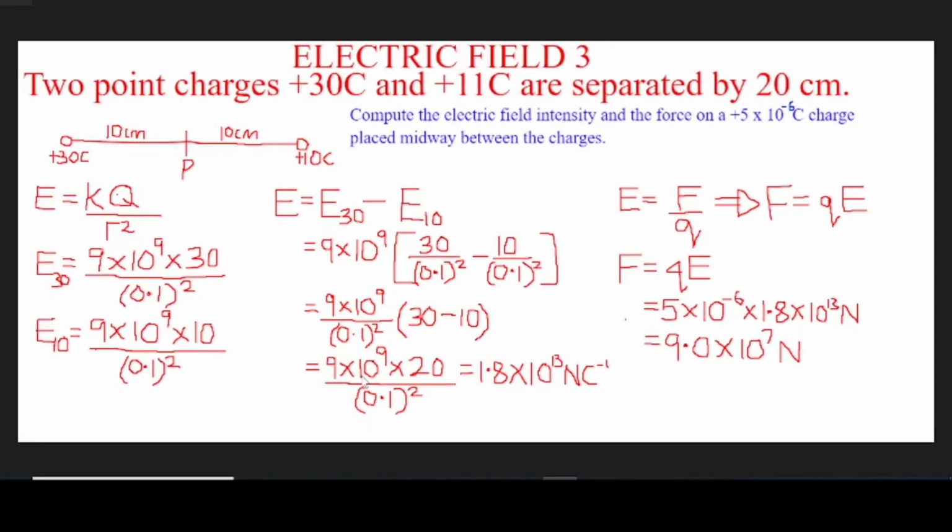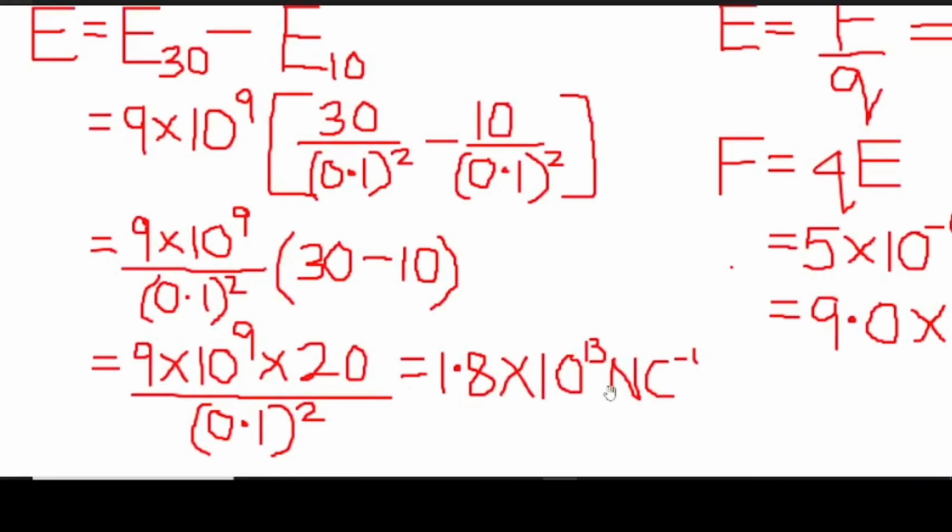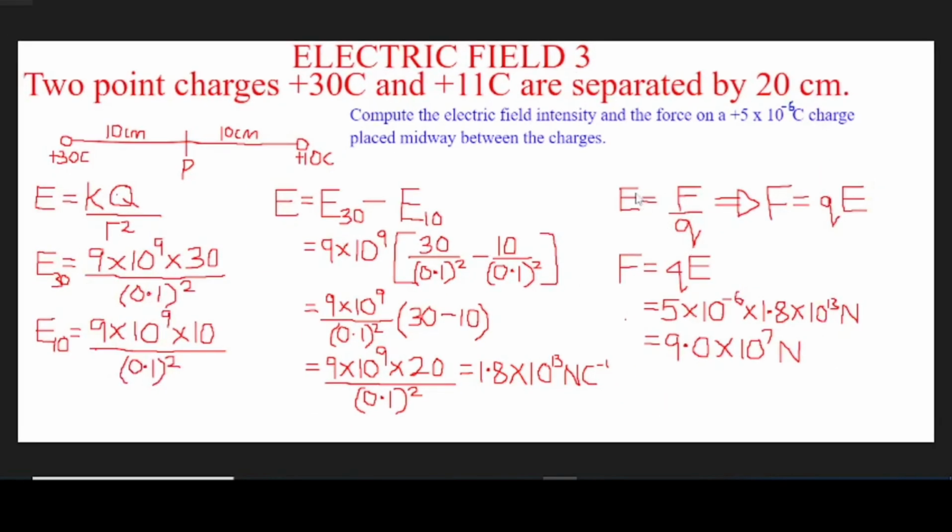So we have 9 times 10 raised to power 9 multiplied by 20, all divided by 0.1 squared, and that, if we press our calculator correctly, will give us 1.8 times 10 raised to power 13 Newton per coulomb. So the unit of electric field intensity is Newton per coulomb. Don't forget, the definition of electric field intensity is force per unit charge at a point. Good. All right. Now we are not through.